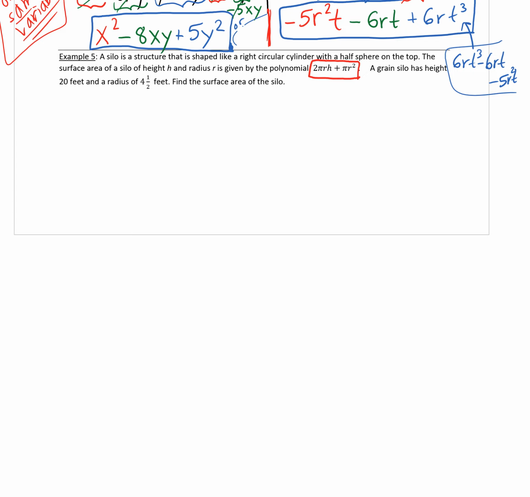So let's see. This example says, a silo is a structure that is shaped like a right circular cylinder. If you're curious, what is a circular cylinder? Picture a soup can or a soda can. It's got a round shape, but it's straight along the sides. It's almost like someone took a circle and a rectangle and snapped them together. So it's a right circular cylinder, but it has a half sphere on the top. It's like a soup can, but someone put a half sphere on the top of it.